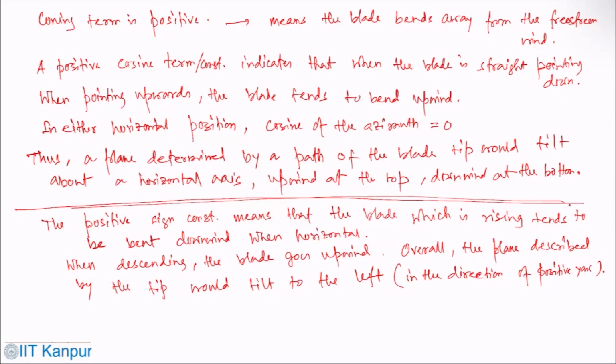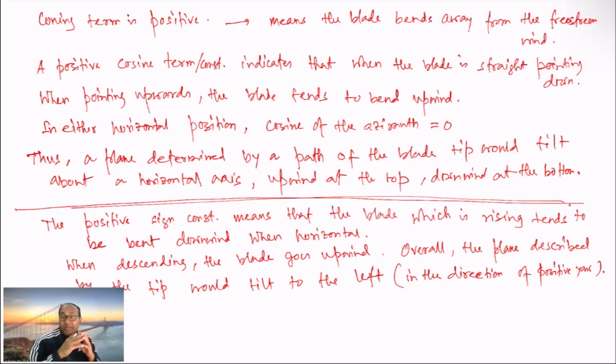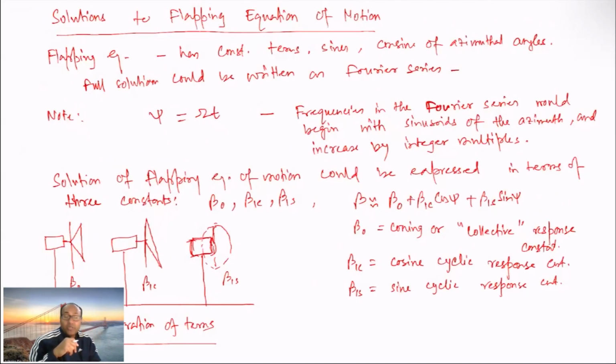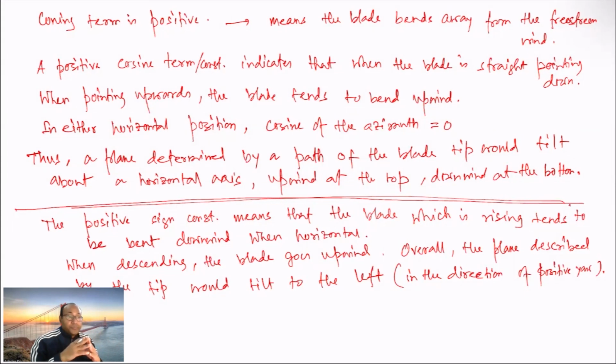So that means you can also have a positive sine constant, which would mean the blade, when it is rising, tends to bend downward when horizontal. And when descending, the blade goes upward. So you can see that that makes a plane like this, what is shown in this figure for the sine term. So we can summarize.